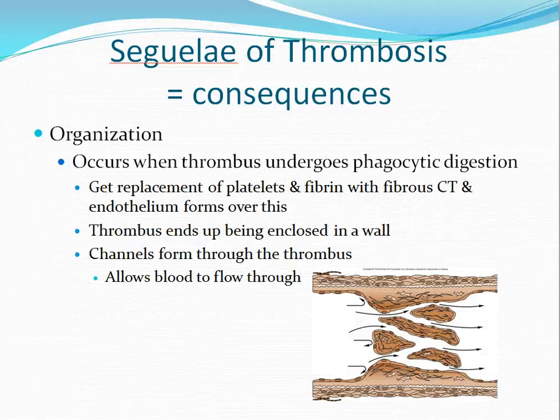Another consequence is that the thrombus may begin to organize. This occurs when a thrombus undergoes phagocytic digestion. You get replacement of platelets and fibrin with fibrous connective tissue, and then endothelium will form over this. The thrombus ends up being enclosed in a wall. As it undergoes organization, channels may begin to form through the thrombus, allowing blood to flow through.